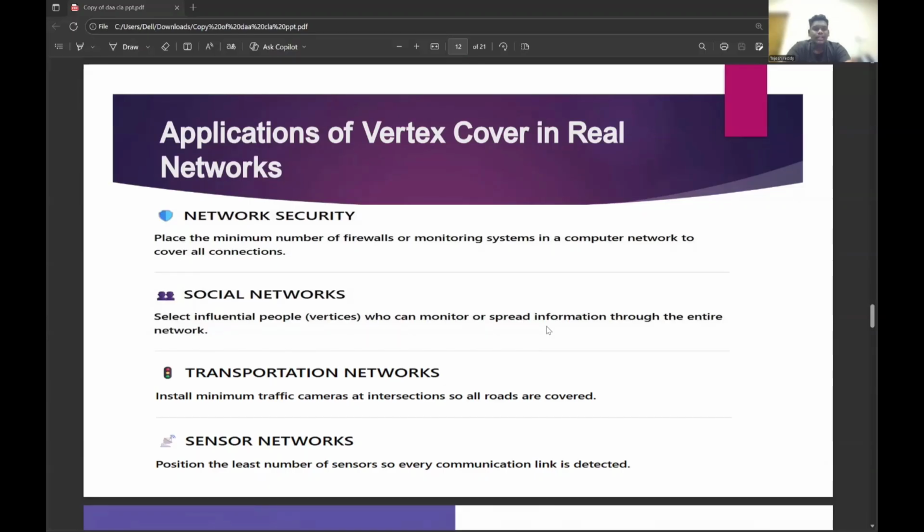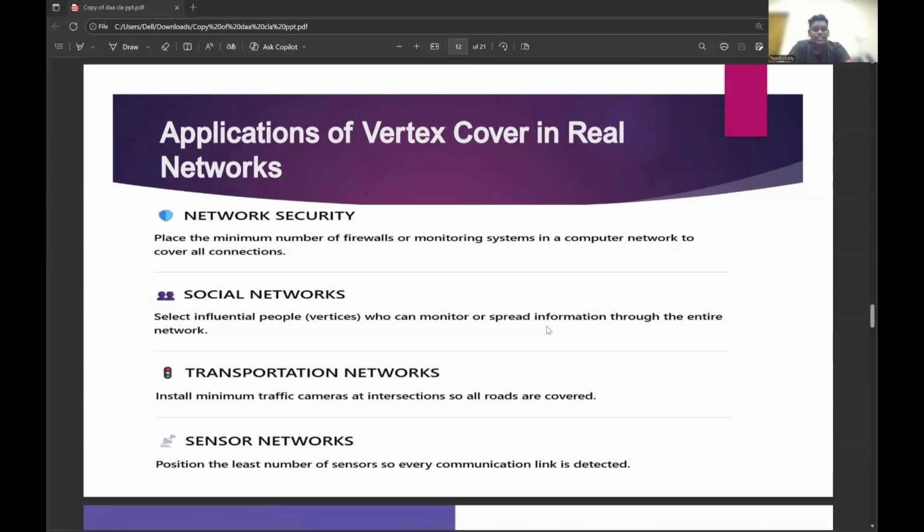And the third point is transportation networks. In a traffic network, we want to monitor all roads using vertex cover. We place the minimum cameras at intersections so that all roads connected to those points are covered. This reduces the cameras' cost and still gives full monitoring.